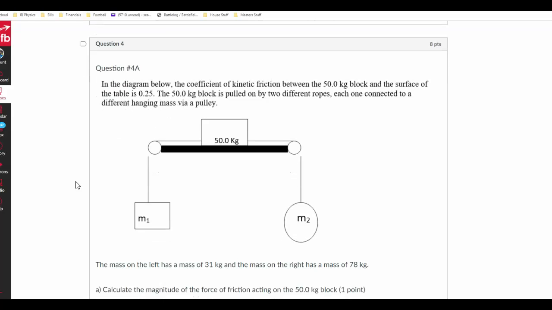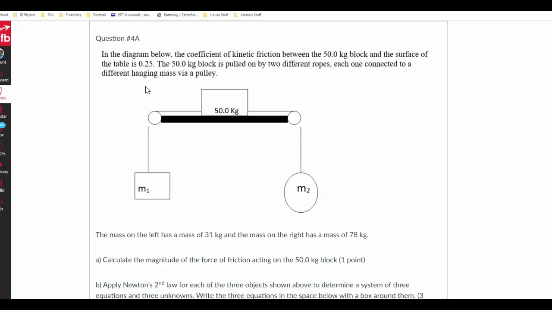Okay, question number 4, by far the most difficult question on here. In the diagram below, the coefficient of kinetic friction between the 50 kilogram block and the surface of the table is 0.25. The 50 kilogram block is pulled on by 2 different ropes, each one connected to a different hanging mass via a pulley. Notice that there are 2 different ropes. That means there are 2 different tensions. That is very important. So what would the FBD look like here?